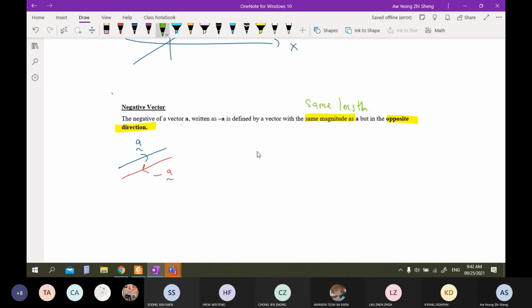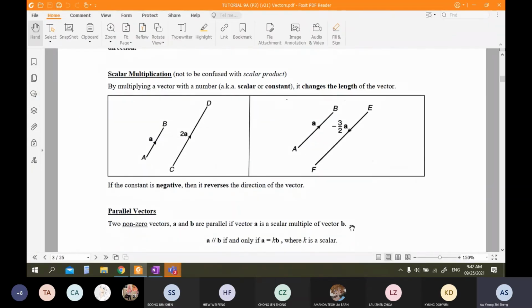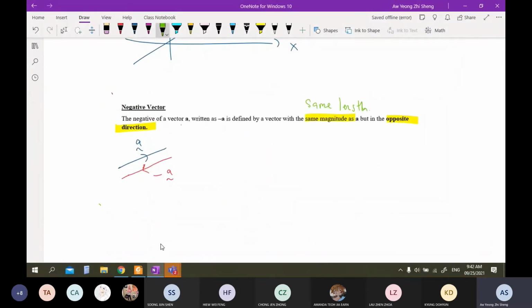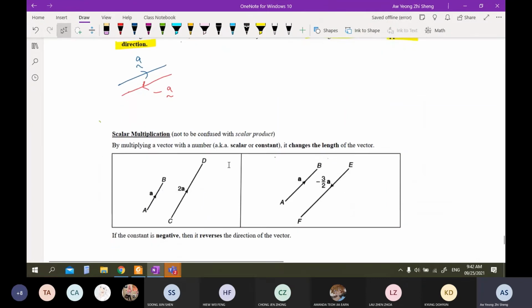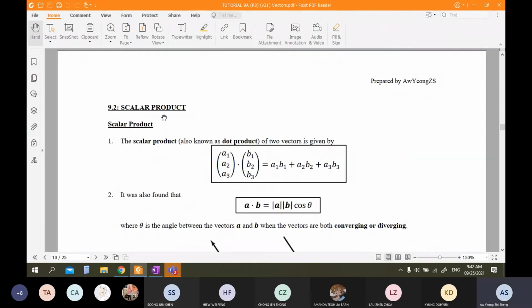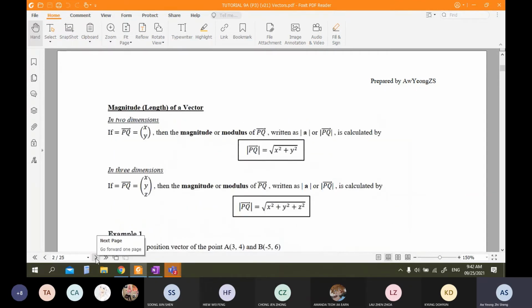Okay. Next. Scalar multiplication, not to be confused with scalar product. Scalar product is something that many people have never heard before. We will learn it in section 9.2 of this chapter, which is on page 10, I think. Scalar product is a totally different thing, and not to be confused with scalar multiplication. We'll talk about it later when we cover section 9.2. For now, we only talk about scalar multiplication.